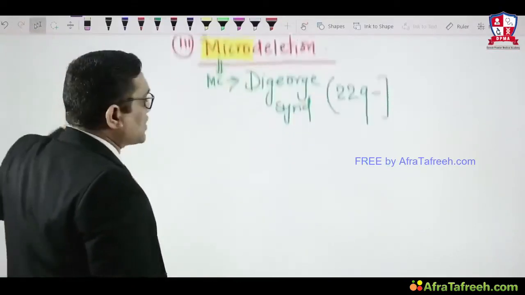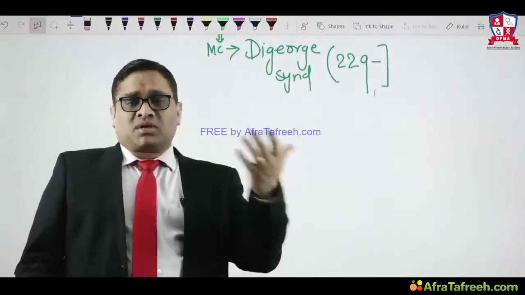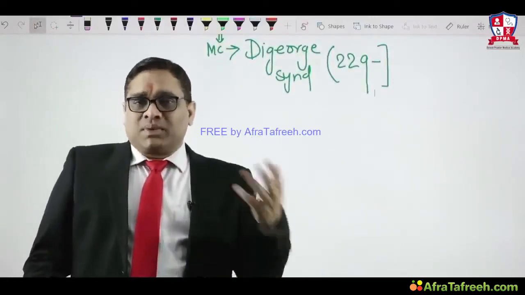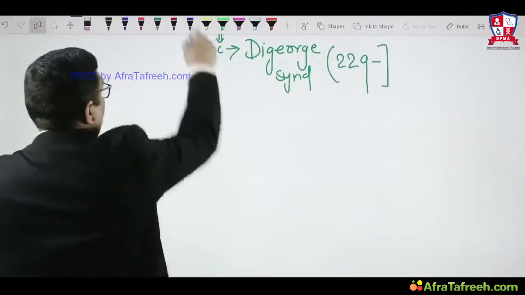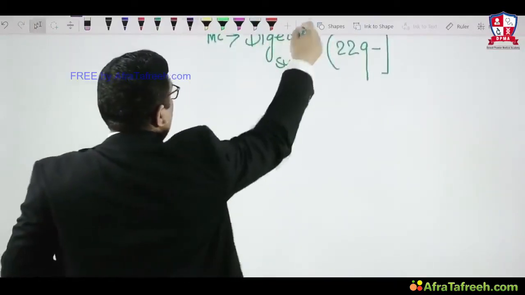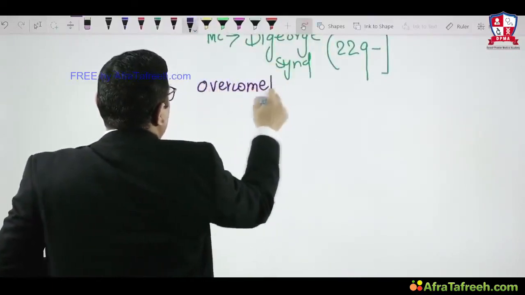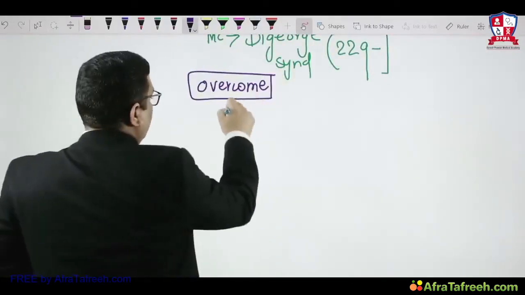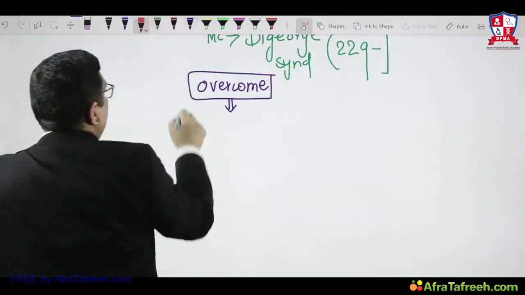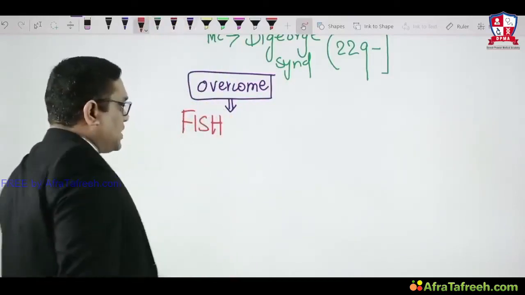So how can we overcome these limitations? How are we going to see complex translocation, amplification, or microdeletion? To overcome these limitations, we can use two more techniques: fluorescent in situ hybridization, FISH, and polymerase chain reaction, PCR.